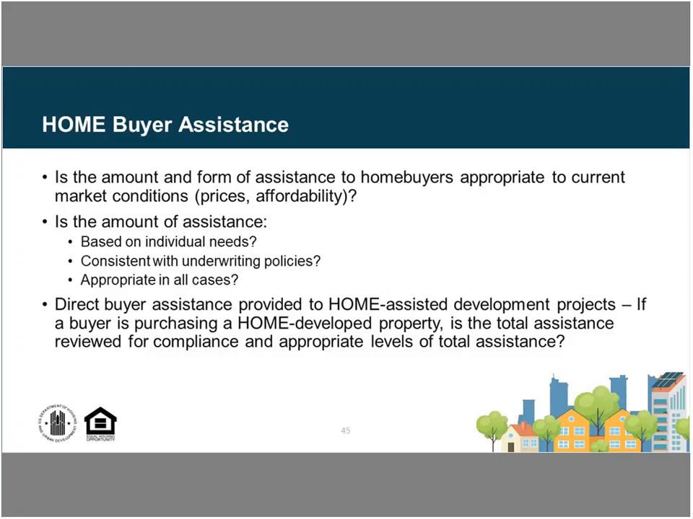I had a question that came in that said, well, the first mortgagor, they do the underwriting. Do I still have to do the underwriting? And the answer is yes, because you need to make sure that the ratios are consistent with your policies, because we don't want to put a household into a mortgage that they're not going to be able to afford. So we do need to make sure for the HOME program that we're doing our own underwriting and it's following our own underwriting policies.